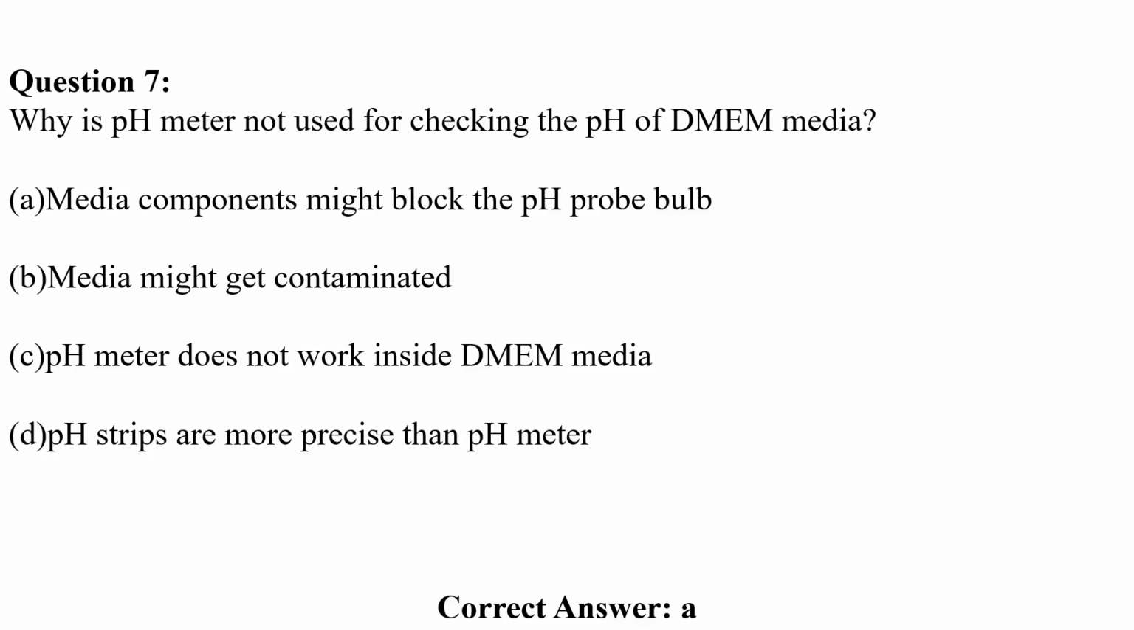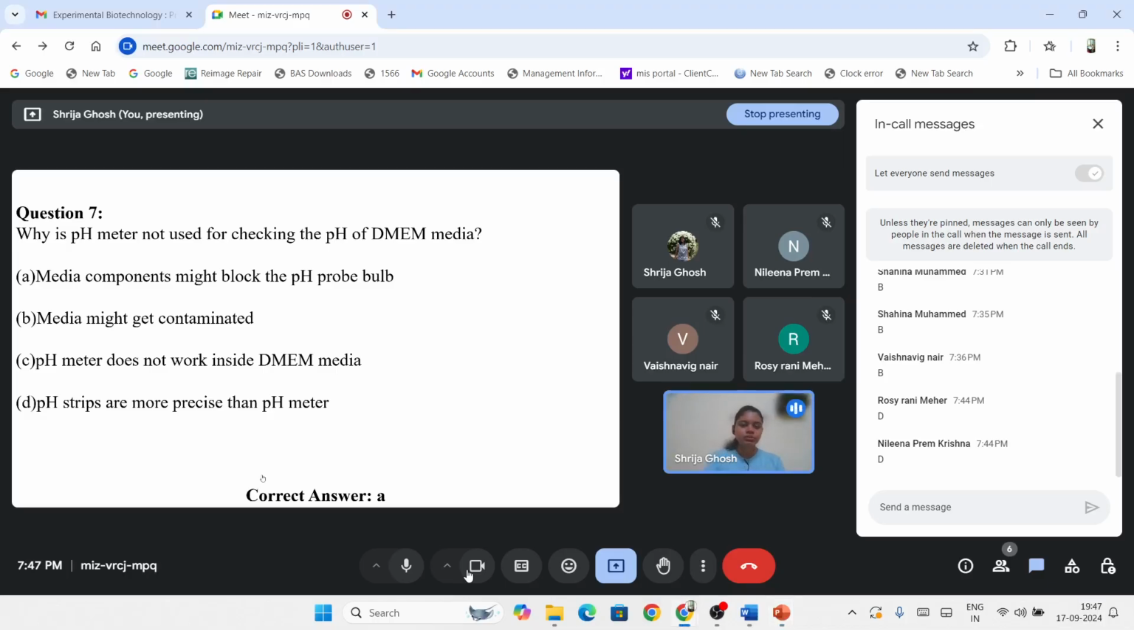But for measuring the pH of DMEM media, since the media has multiple components in it, those components can block the pH probe bulb, and that's why we don't put the pH probe inside the medium. Okay, is this clear to everyone?